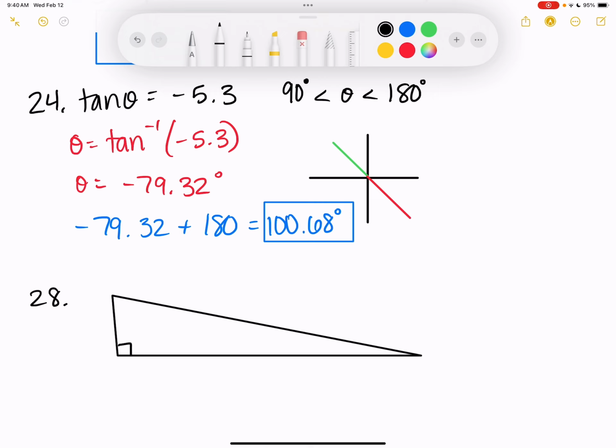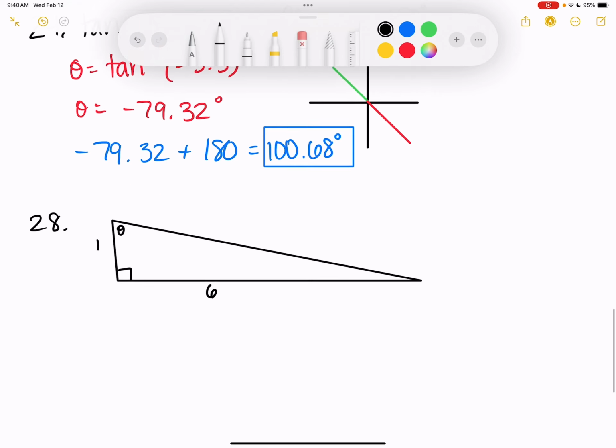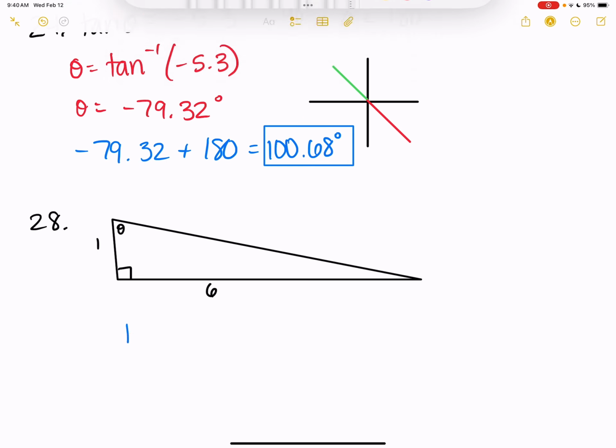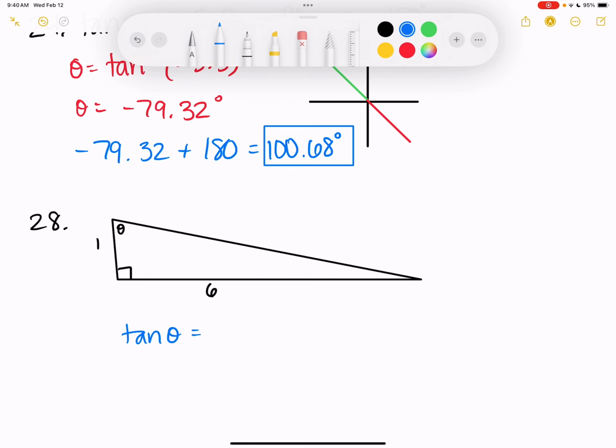That is a goofy triangle. Can I draw my triangle a little bit less long? Well, I just did it like it is in the book, but you do what you want. I wasn't sure if it had to be to scale. They want to know what theta is. So what trig function associates theta with the two sides that I'm given? Tangent. So tangent of theta equals 6 over 1, or just 6.